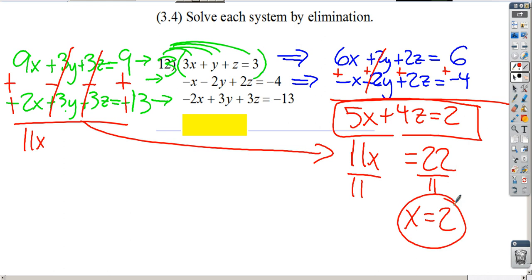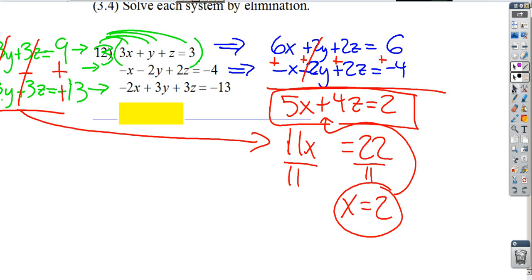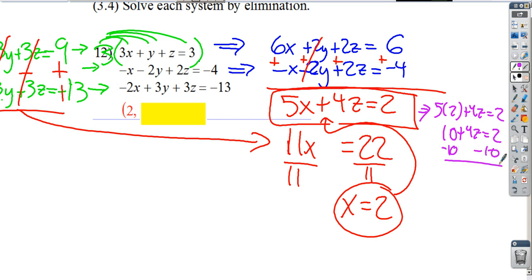Where do I plug in x equals 2? I plug it in right here, because that only has 2 variables. If you plug it into the original, it's not going to work. So let's double check that. x equals 2, that's the first answer. Let's plug in 2 right here. So 5 times 2 plus 4z equals 2. 5 times 2 is 10, plus 4z equals 2. Let's subtract the 10 from both sides. We get 4z equals negative 8, divided by 4, and z is equal to negative 2.